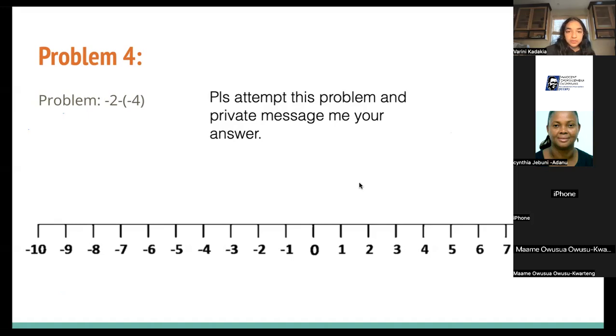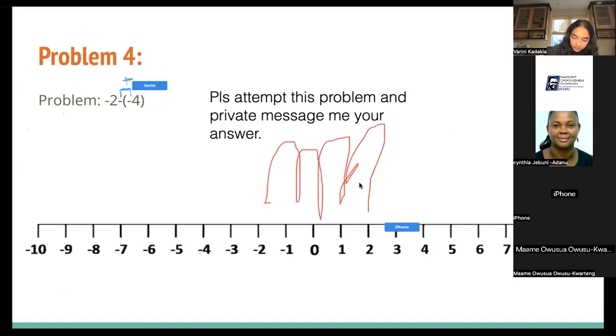Okay. 2 minus negative 4. Since two negatives are together, it becomes negative 2 plus 4. So you put your dot at negative 2, then you move to the right 4 times since it's plus. So negative 2 plus 4 will give you 2.